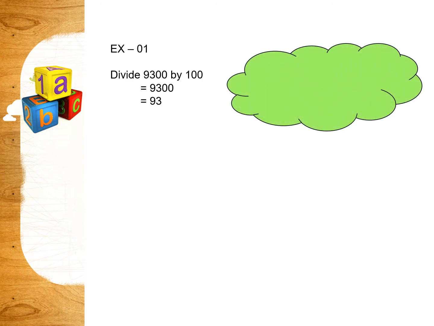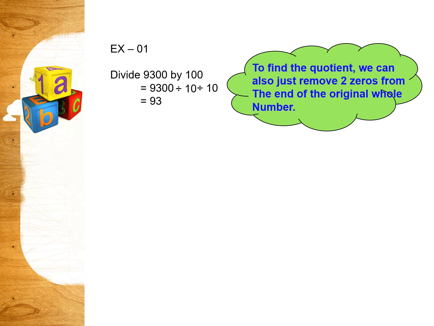Okay children, let's see the example. Divide 9300 by 100. When you find the quotient, we can also just remove 2 zeros from the end of the original whole number. So we can divide 9300 by 10 twice. So you can get 93.